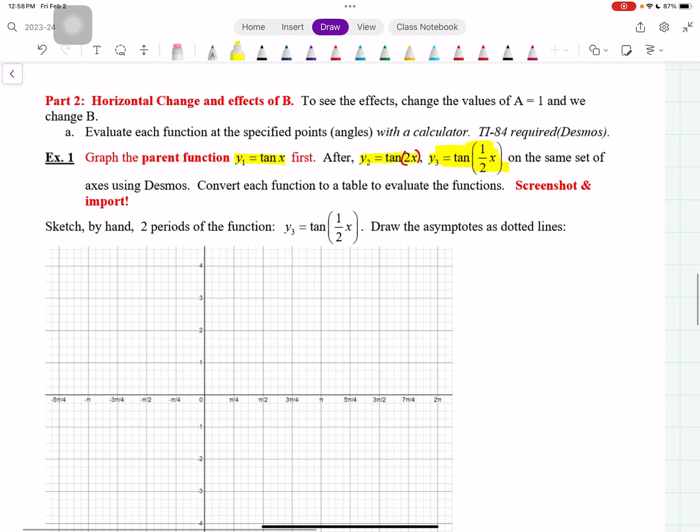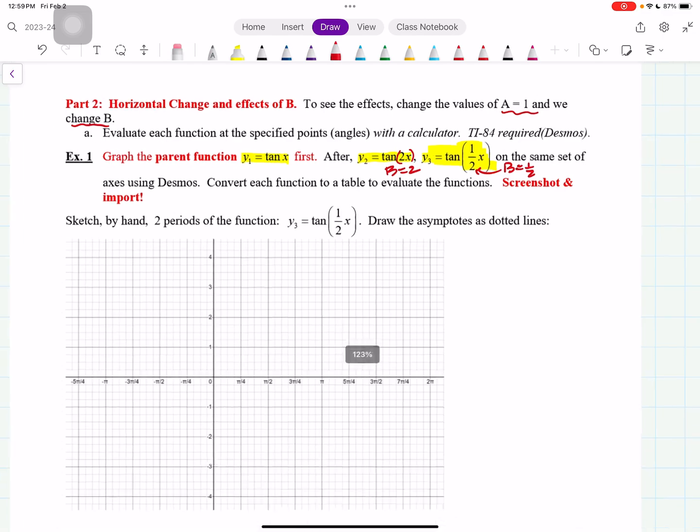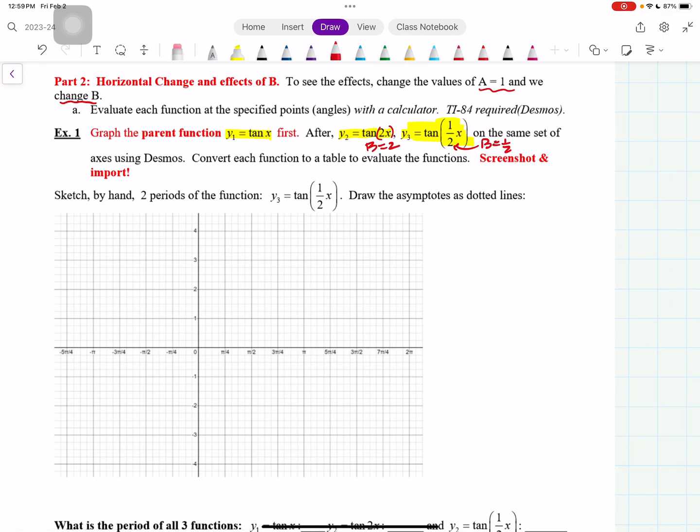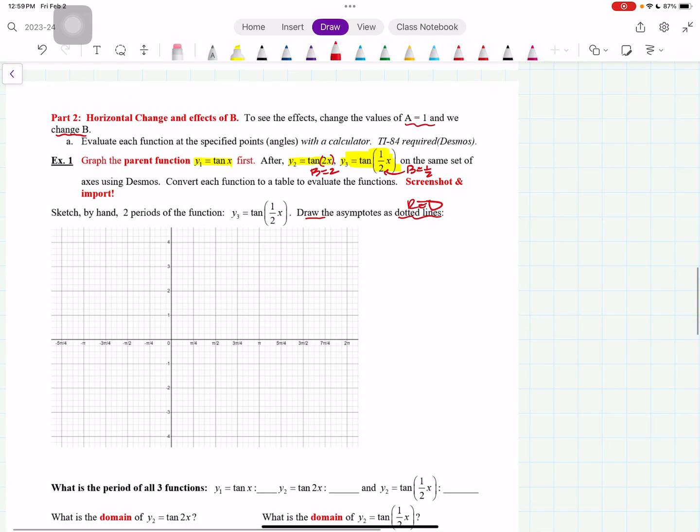Okay, so now we affect the angle. Now we keep a equal to 1. So notice the lead coefficient is 1 in all of these, but we change b. So it says up here, keep a equal to 1 and change b. So here, b is equal to 2, and then here, b is 1/2. What kind of effect does this do? So I want you guys to do the same thing as we did here. You're going to go into Desmos here and put those functions in. Figure out where the new asymptotes are and draw them as dotted lines in red. Okay, screenshot everything and include the screenshot over here.